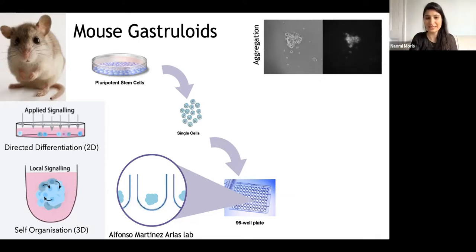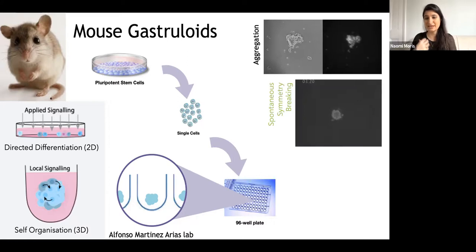And what was really exciting to us was that if we watch these spherical aggregates over time, they would eventually start to express some of the genes that are associated with gastrulation, but in an organized way.